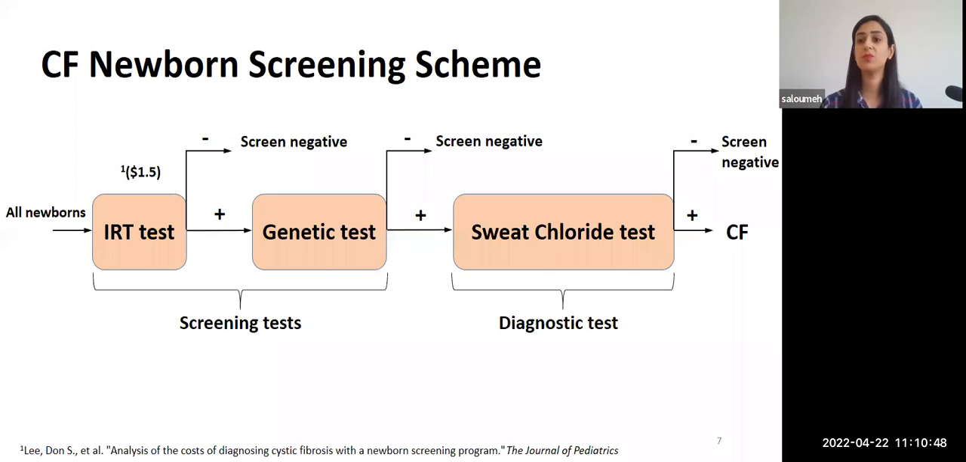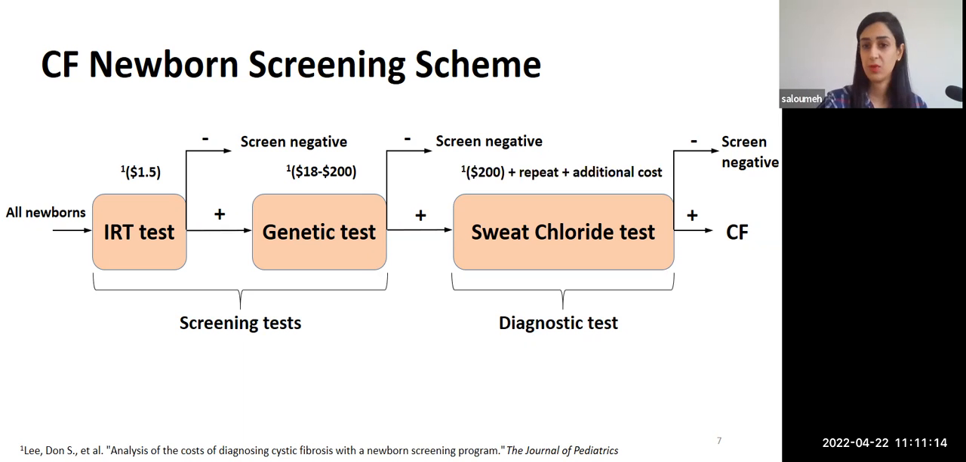And because all newborns have to go through the first tier test, the IRT test, it's really important that you have a cheap test for the first tier. The genetic test is more expensive. It starts from $18 and can go up to $200, and it really depends on the technology that the laboratories are using, the number of mutations they're searching for, and many other factors. And the sweat chloride test is approximately $200, but it has many other challenges.